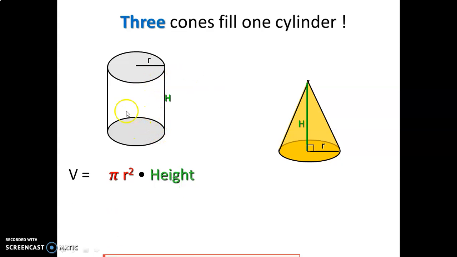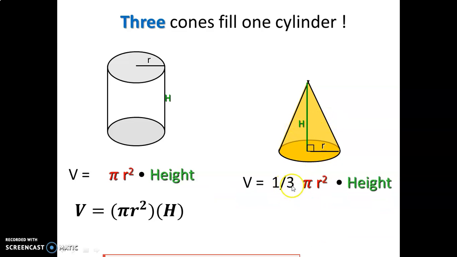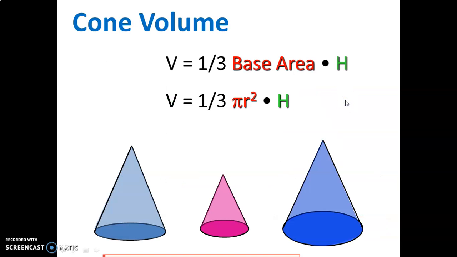All right, so if that volume is base area, which is circle area times height, pi r squared times h, then this volume is 1/3 pi r squared times height. Again, one of our key formulas for today, the volume of a cone is 1/3 pi r squared times height, 1/3 the base area times height. Okay, there is that formula.